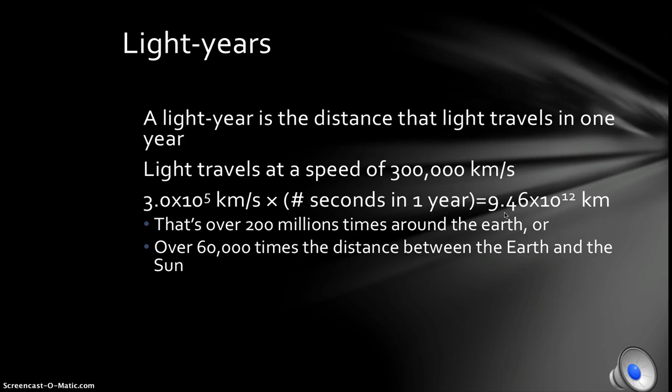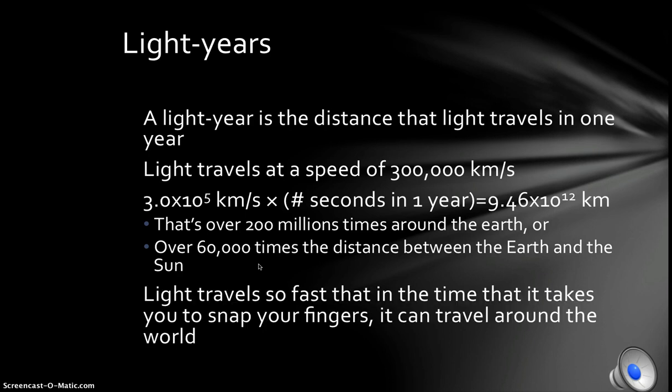It's kind of hard to really take in what that really means. Here are just some comparisons I used to try to put it in perspective. That distance of a light year would be 200 million times around the Earth, or 60,000 times the distance between the Earth and the Sun. That means that 1 light year is 60,000 times larger than 1 astronomical unit. Light travels so fast that in the time it takes you to snap your fingers, it can travel around the world.